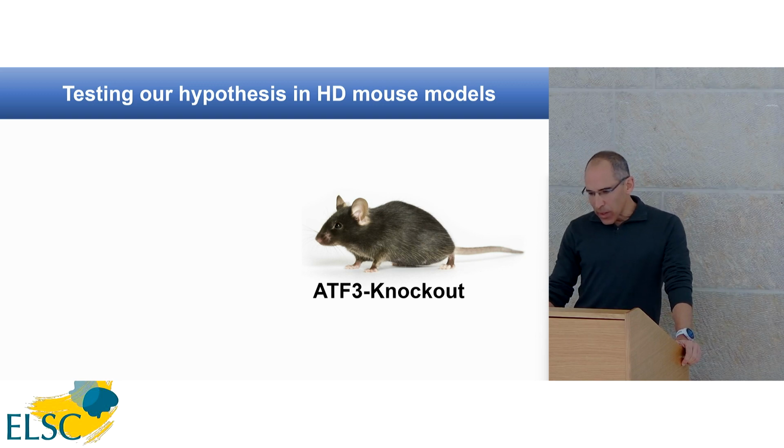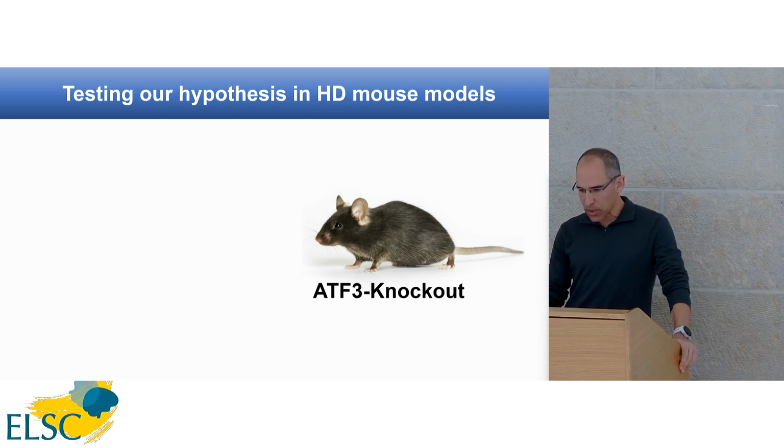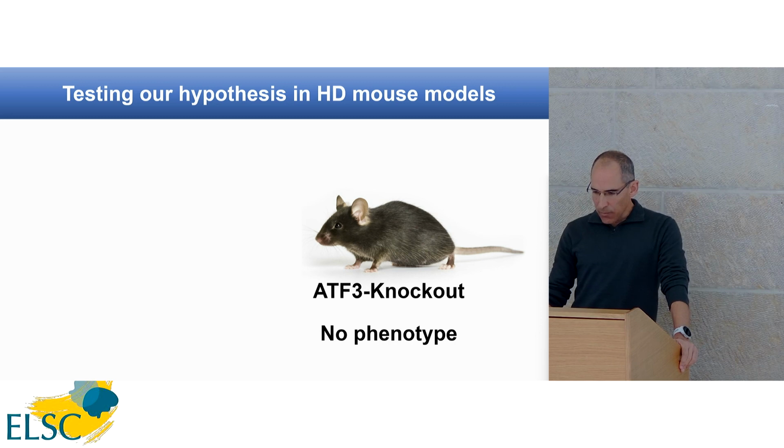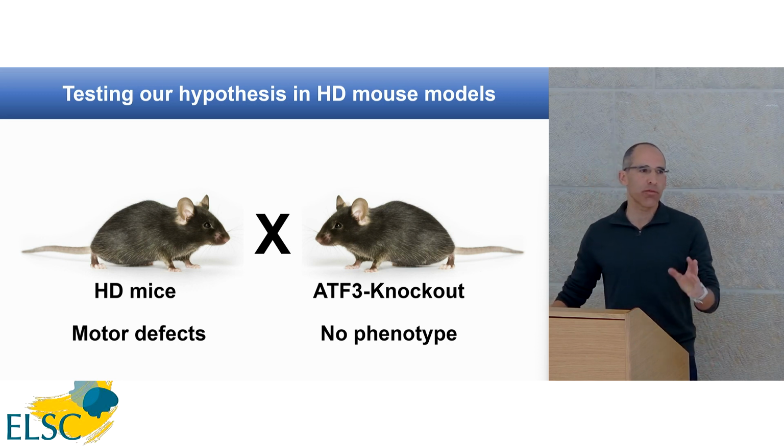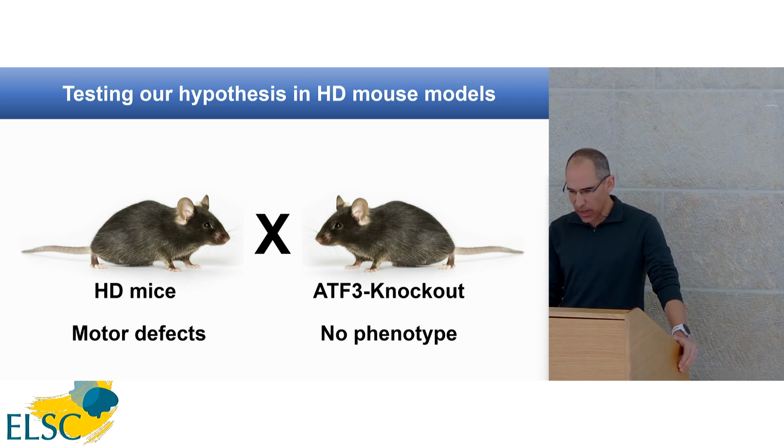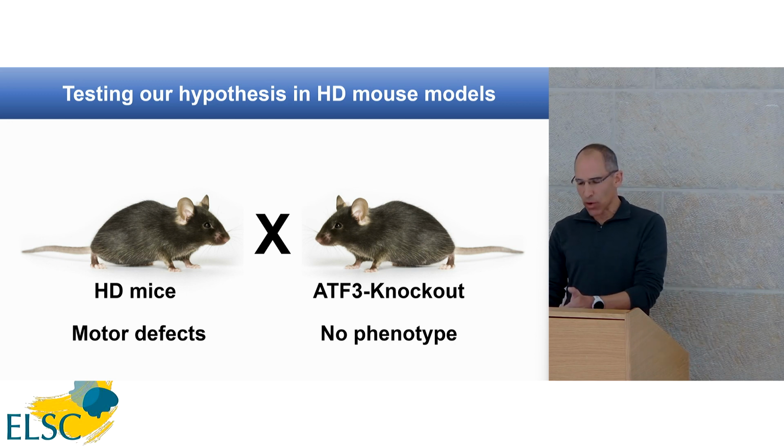So she went on and generated an ATF3 knockout mouse that has no phenotype, and this we knew because someone else already published an ATF3 knockout mouse. But we crossed it with an HD mouse. So these HD mice have 70-something CAG repeats, and they succumb to motor defects at around 4 months, between 3 and 4 months of age. And then we have now the background of ATF3 knockout.